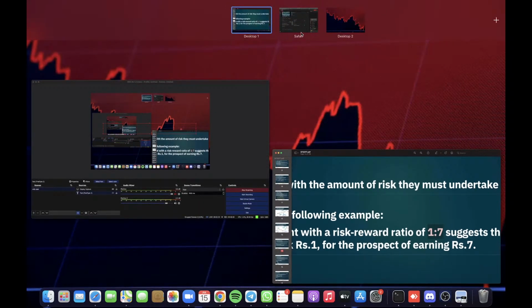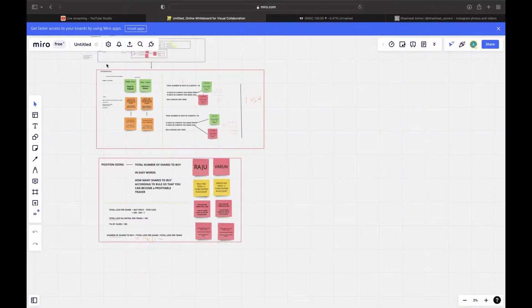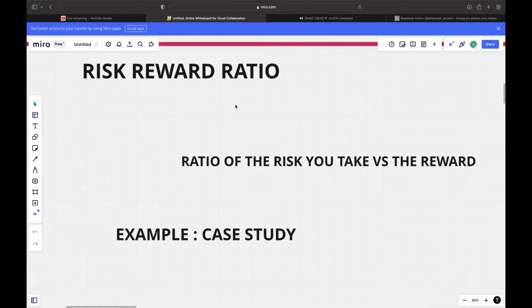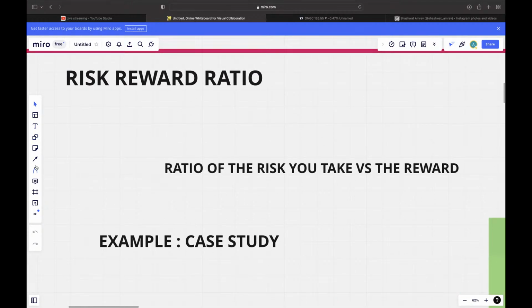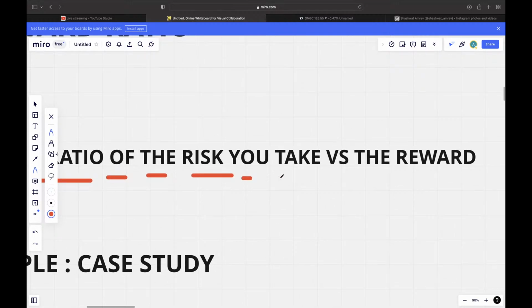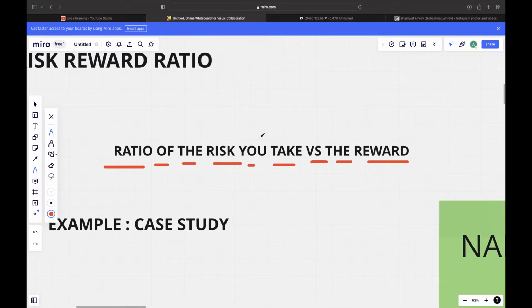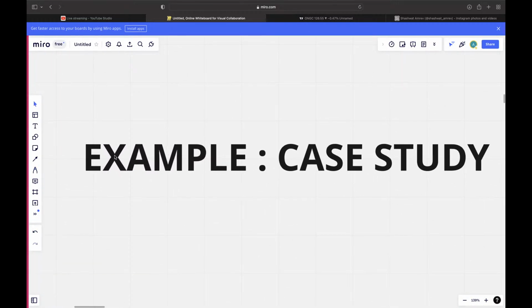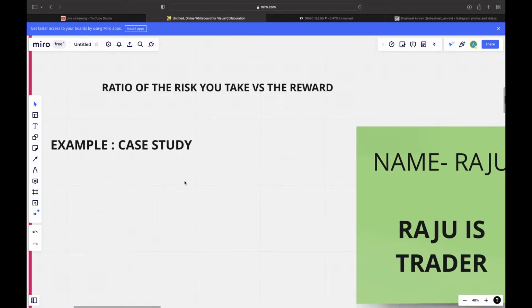1:7. Similarly, chalo, I'll just show you a board where I've written all the notes. Risk reward ratio. In simple terms, what is a risk reward ratio? I'll explain. Ratio of the risk you take versus the reward. Let's learn it through a case study. Okay, so we are going to learn about what a case study actually is.